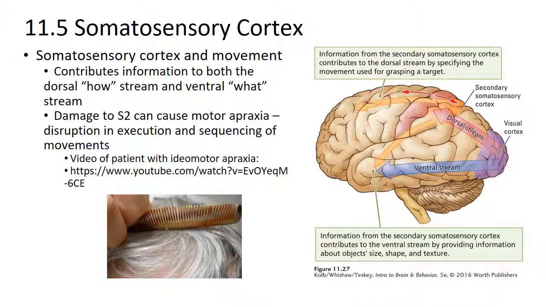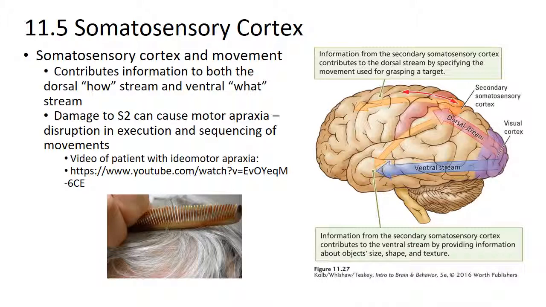The somatosensory cortex is also involved in higher level of movement. If you remember the dorsal stream, which was the how stream, and the ventral stream, which is the what stream, these were two visual streams that we talked about in the visual section. The dorsal stream goes to the parietal lobe, the ventral stream goes to the temporal lobe. Information from S1 and S2 contributes to these two streams as well.